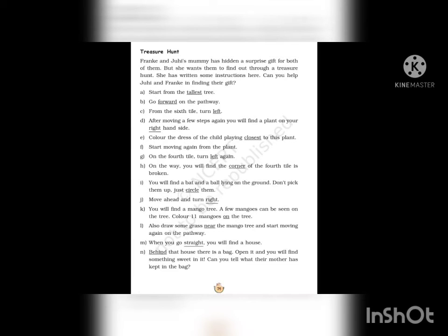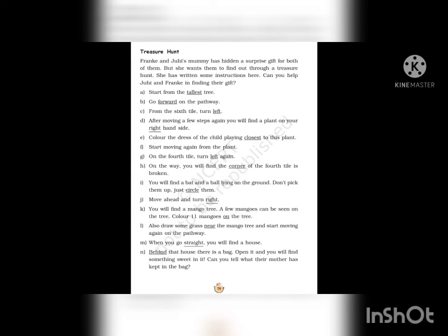K. You will find a mango tree. A few mangoes can be seen on the tree. Now you can see some of the mangoes on the mango tree. Color 11 mangoes on the tree. Here you have to color 11 of those mangoes on the tree, only 11 mangoes. L. Also draw some grass near the mango tree and start moving again on the pathway. Now you also have to draw the grass near that mango tree and start moving again on the pathway that you were moving on earlier.